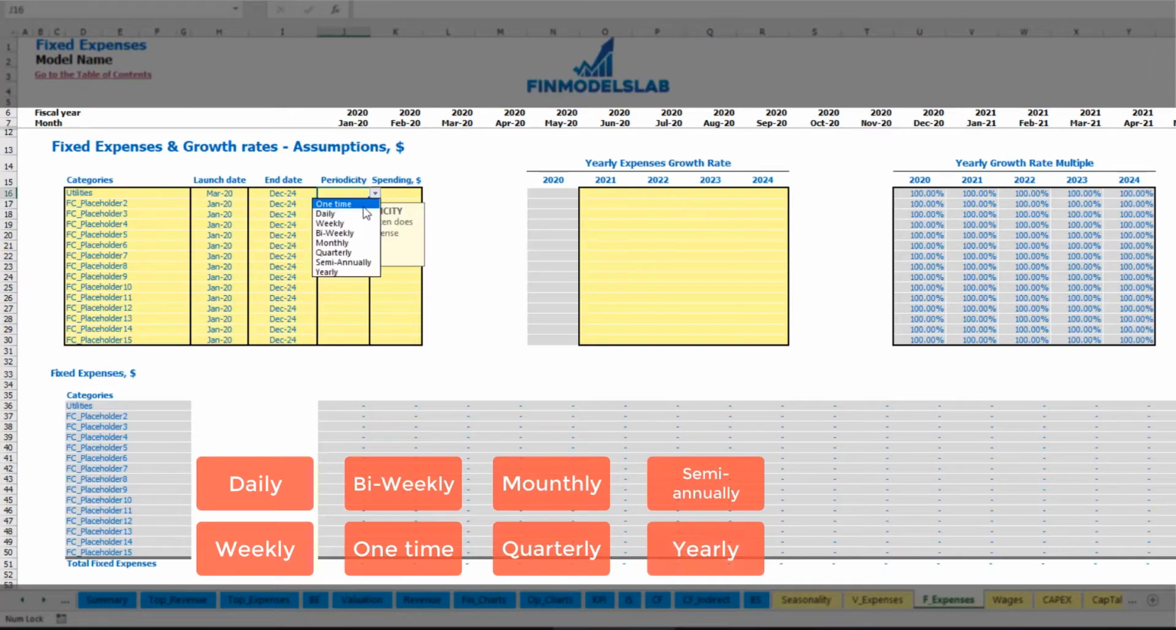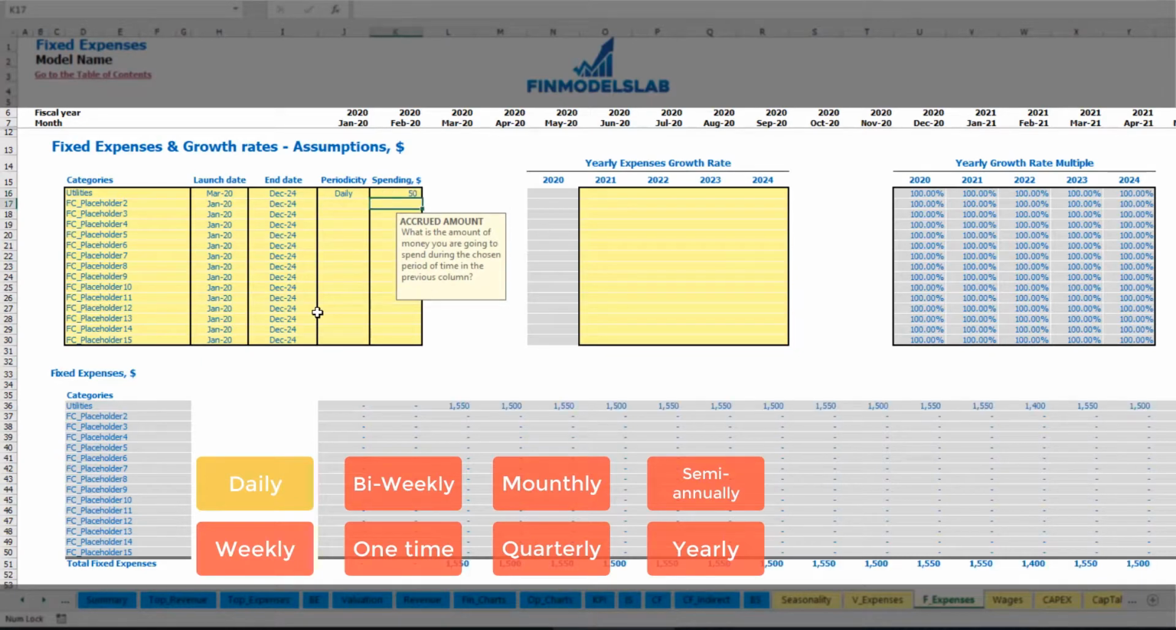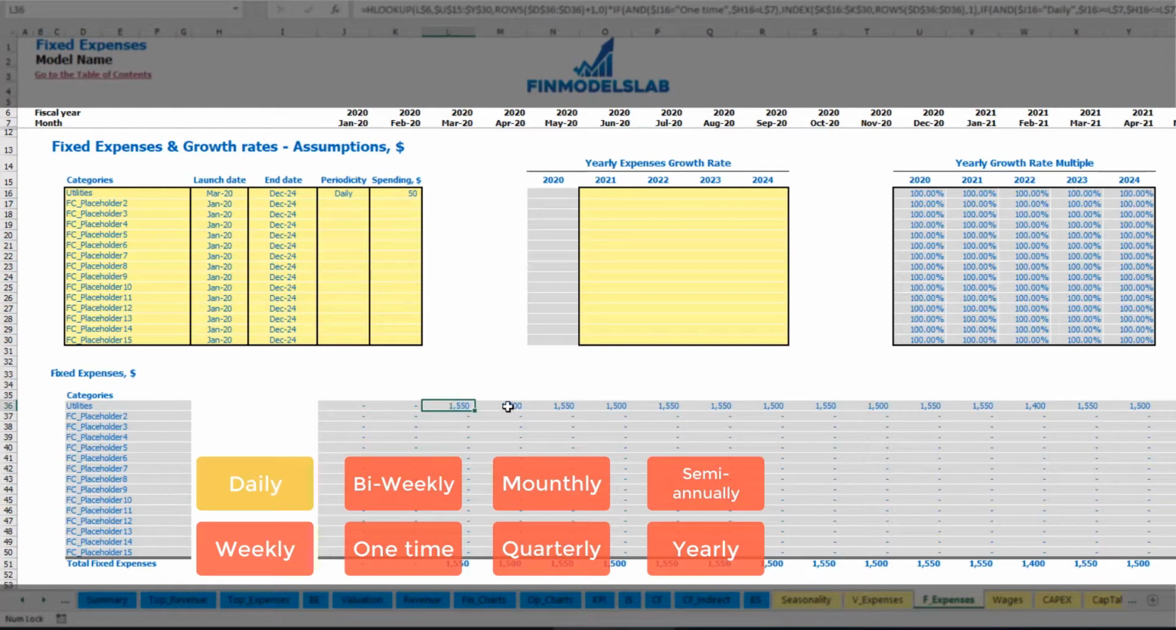Let's pretend periodicity will be daily with an amount of $50 per day. So you may see these amounts in here. It is calculated based on the count of days within this month. So obviously in March 20 you have 31 days. That's why you will have $1,550. In April you have 30 days. This means this will be $1,500.